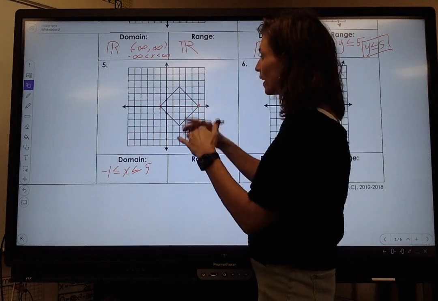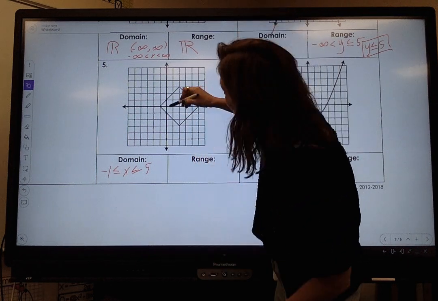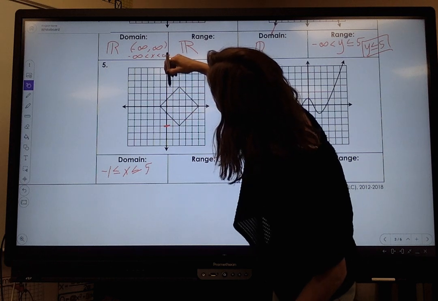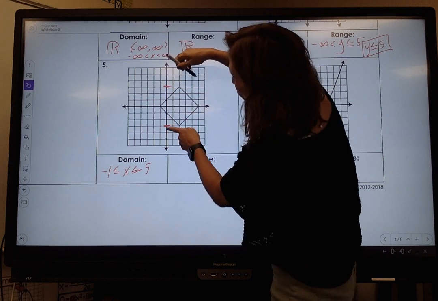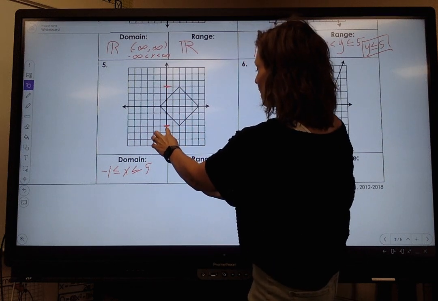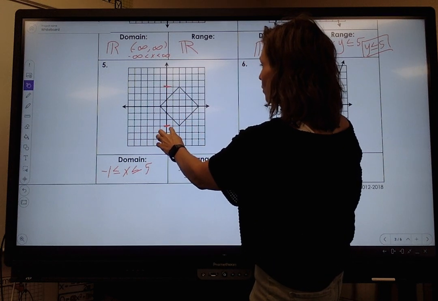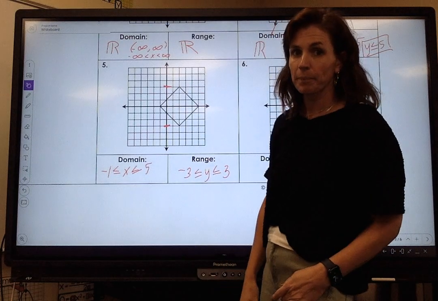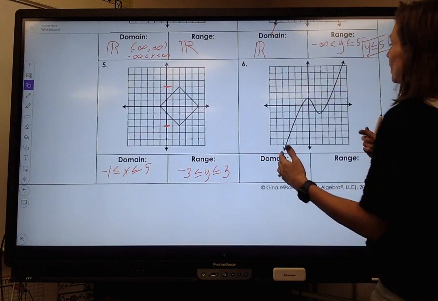Now, let's look at range. Range means how far down is it going to go? It's going to go all the way down here, and it's going to go all the way up here. Those are my boundaries. So it's going to go -3 is less than or equal to y, which is less than or equal to +3. How far down and how far up. Okay? Let's look at this one on number 6.